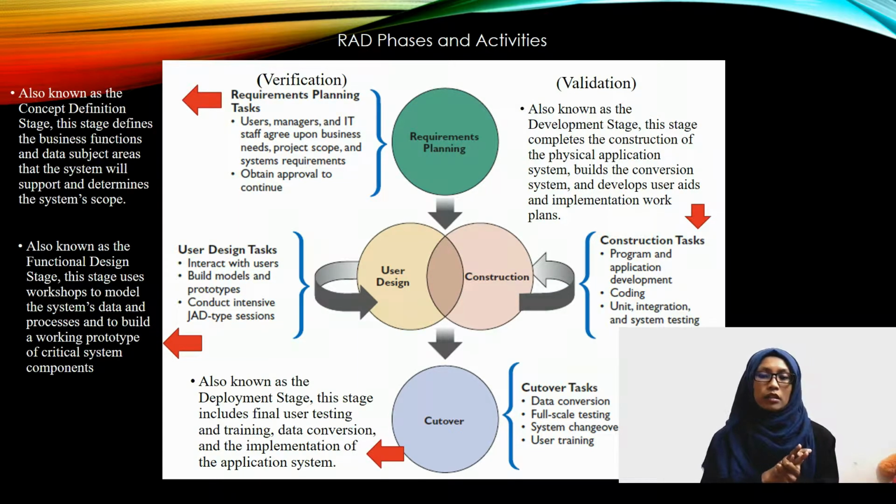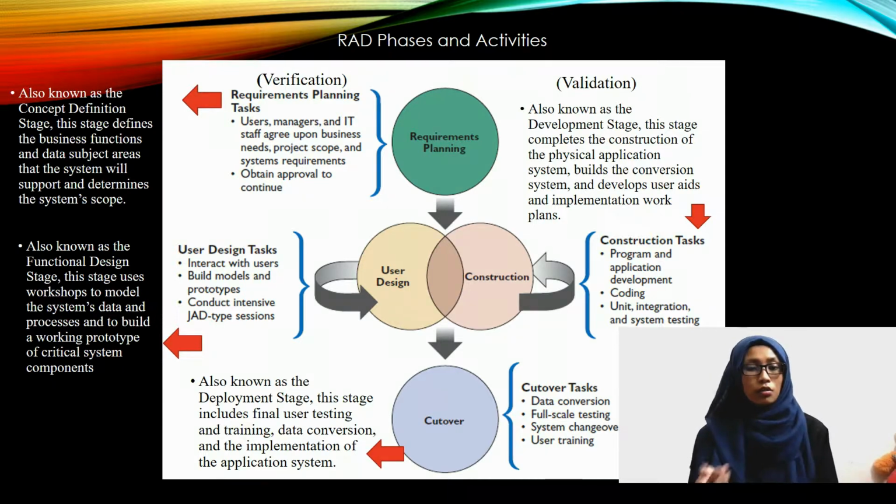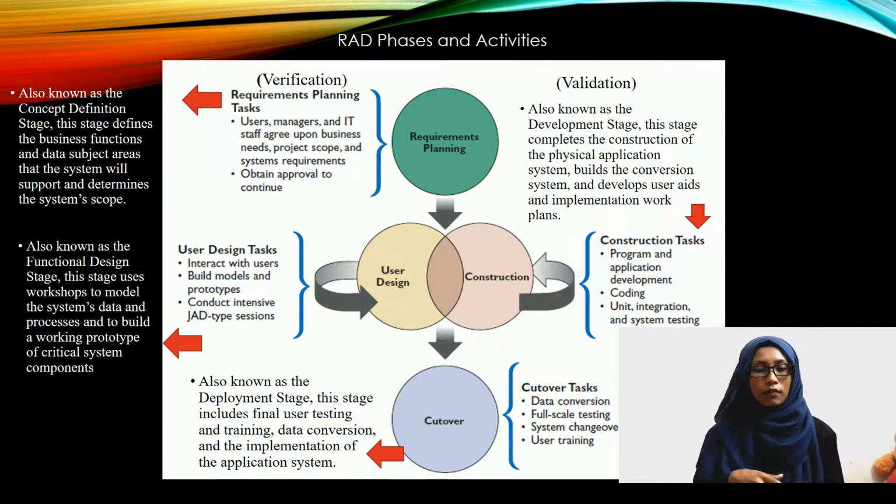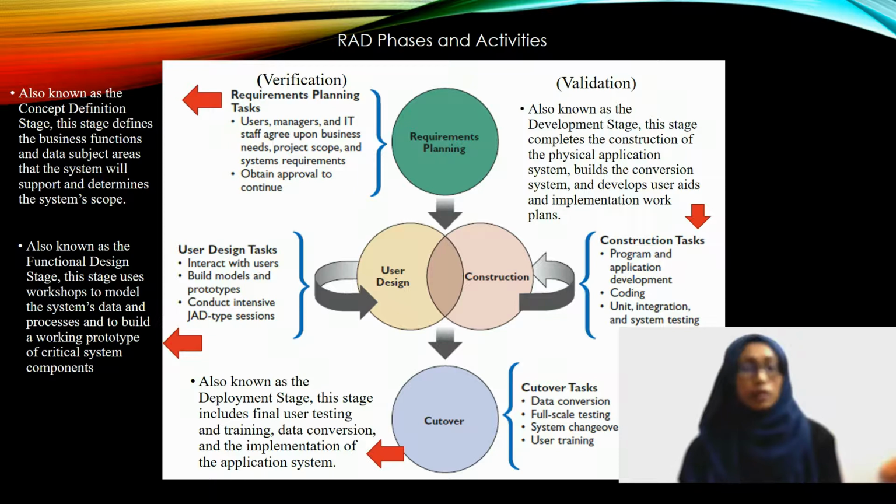Next, I will be presenting about the RAD phases, which are requirement planning and user design. For the requirement planning, also known as the concept definition stage, this stage defines the business function and the data subject area that the system will support and determines the system scope. For the requirement planning, there are 4 groups that are important to the company, which are the user, the manager, IT staff, and also the developer.